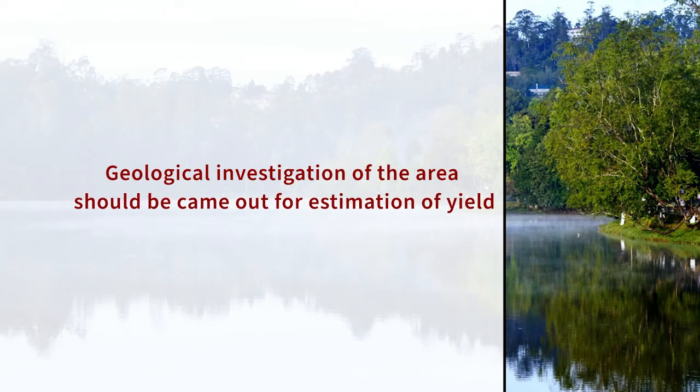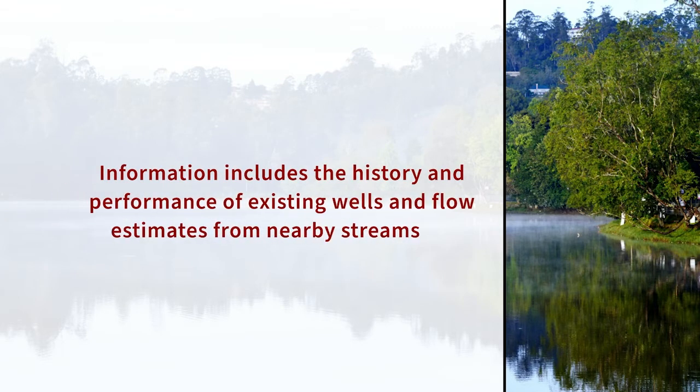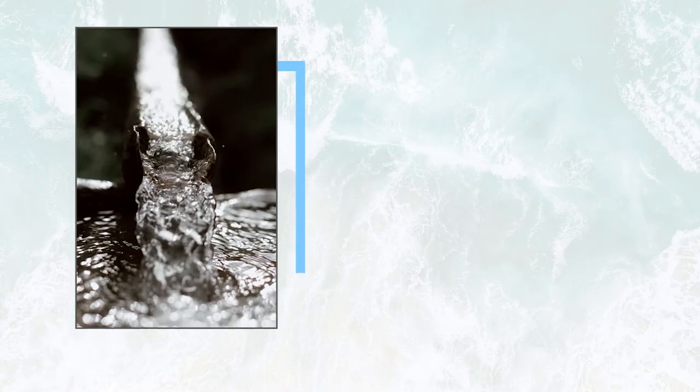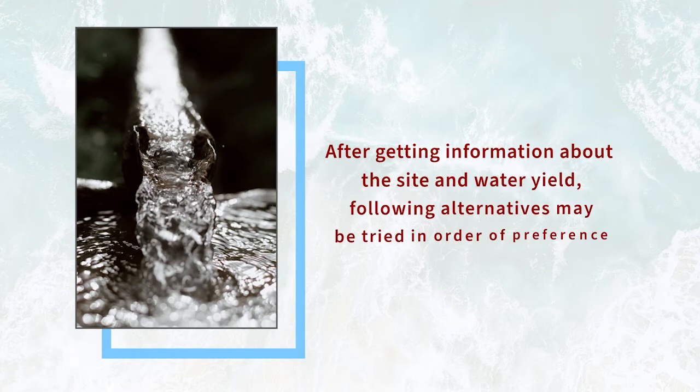Geological investigation of the area should be carried out for estimation of yield. Sometimes information from local people is a good guide for the investigation. Information includes the history and performance of existing wells and flow estimates from nearby streams. Quality of water from existing wells may be analyzed. After getting information about the site and water yield, the following alternatives may be tried in order of preference.